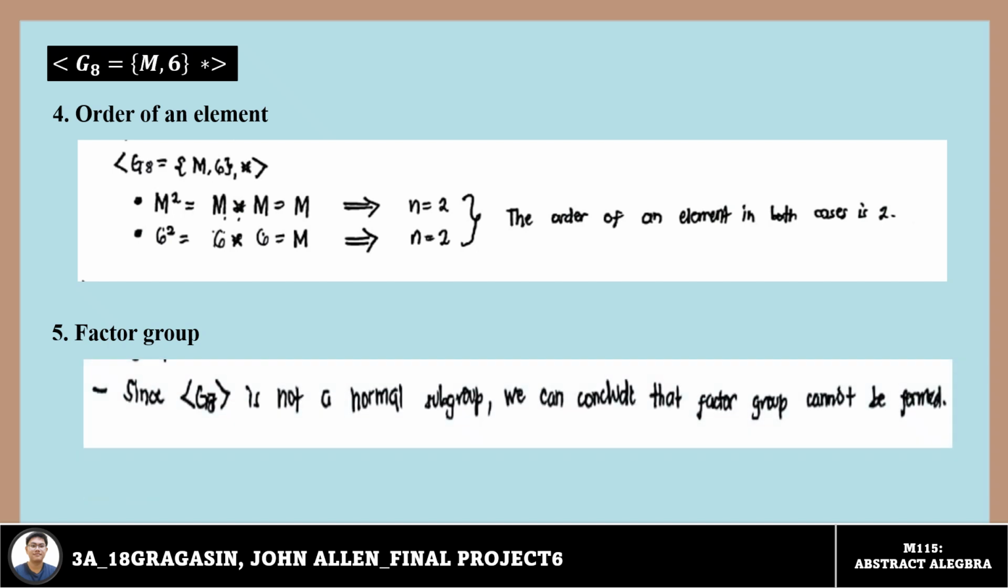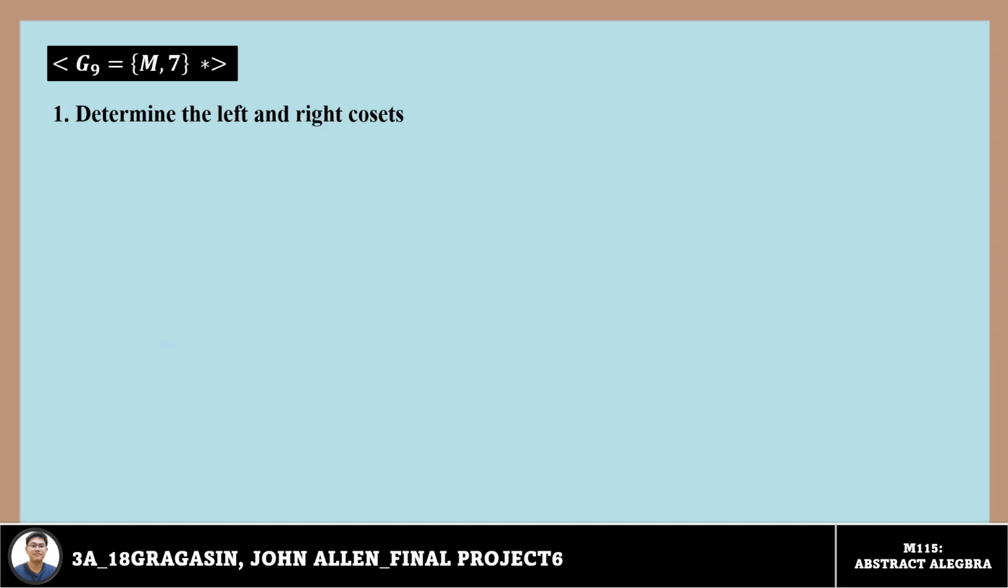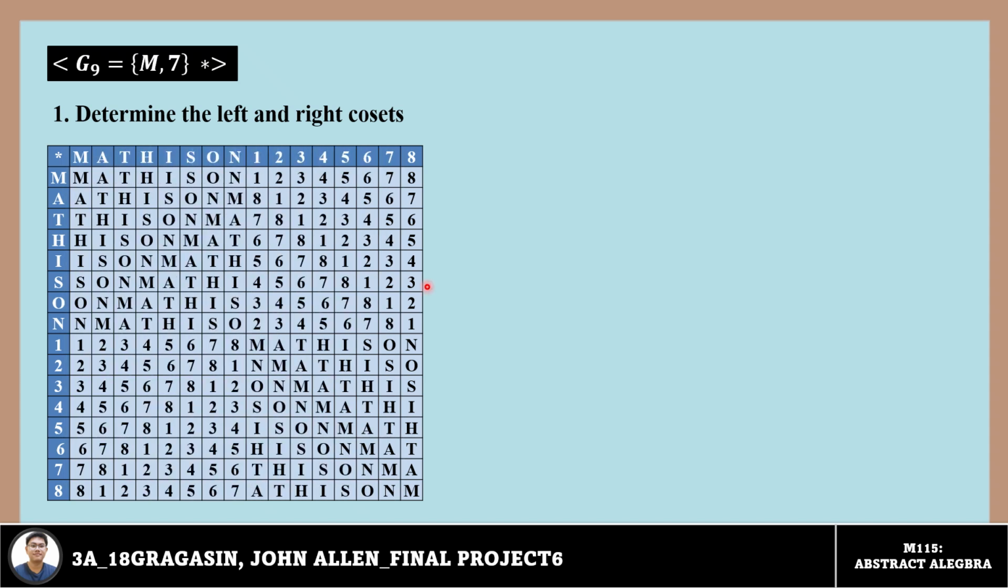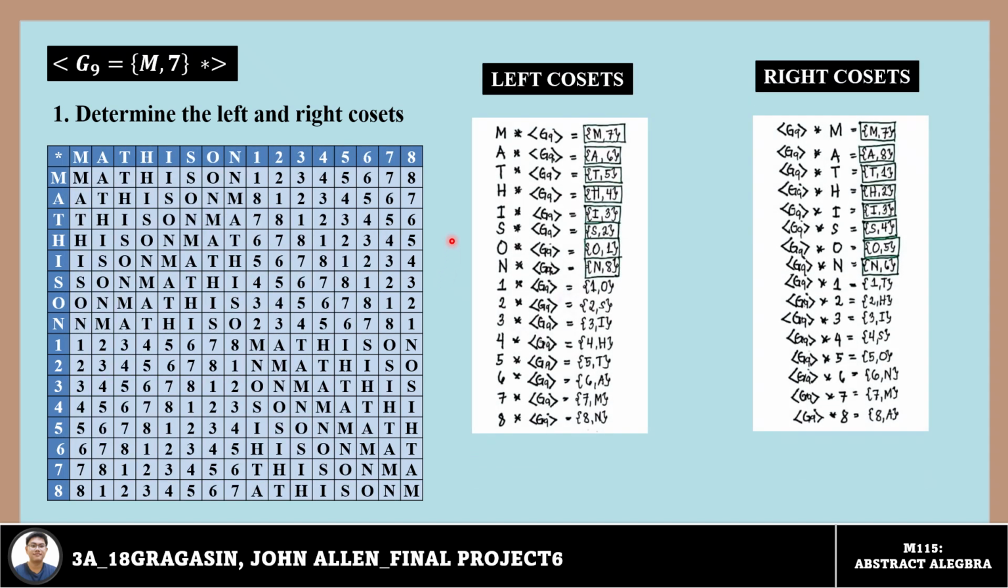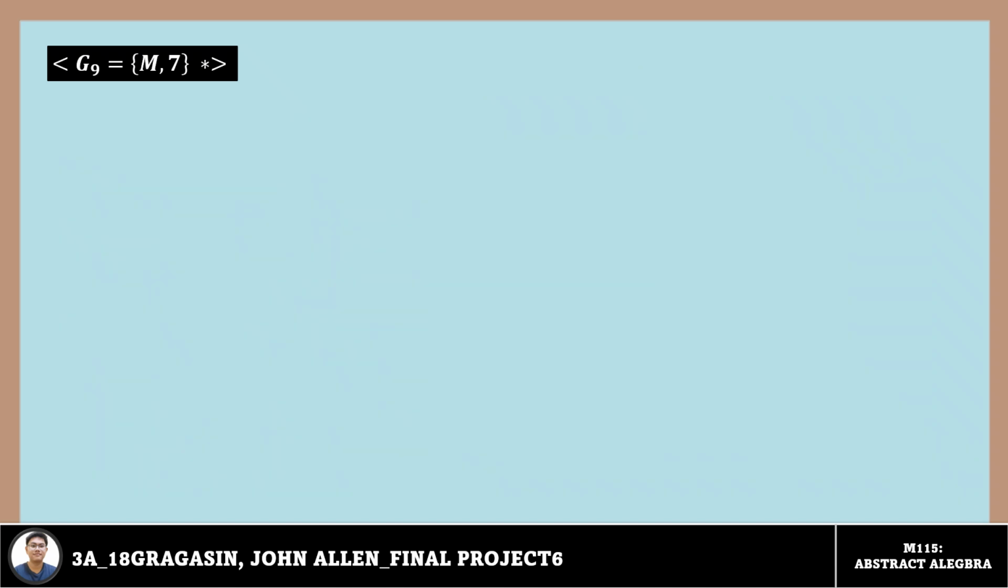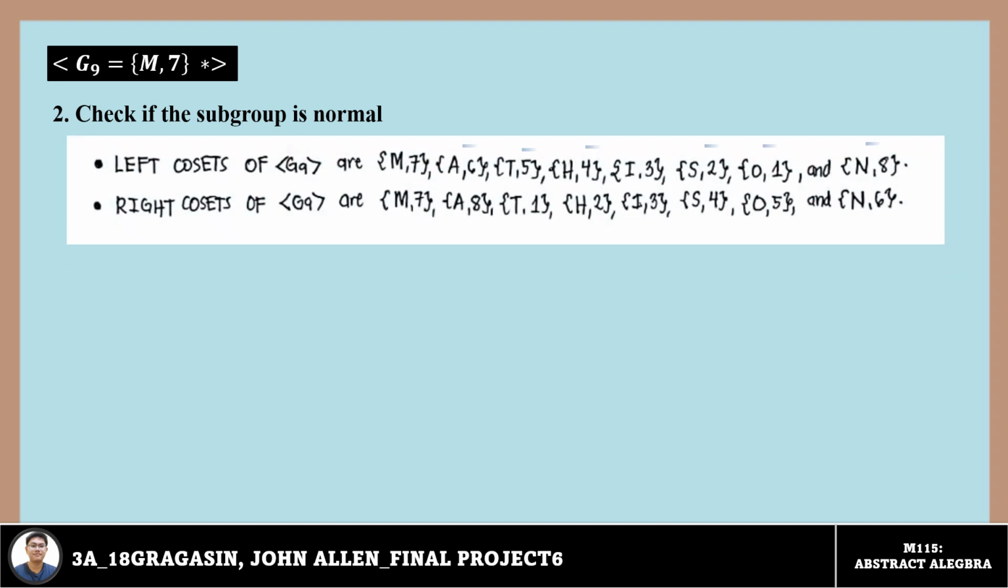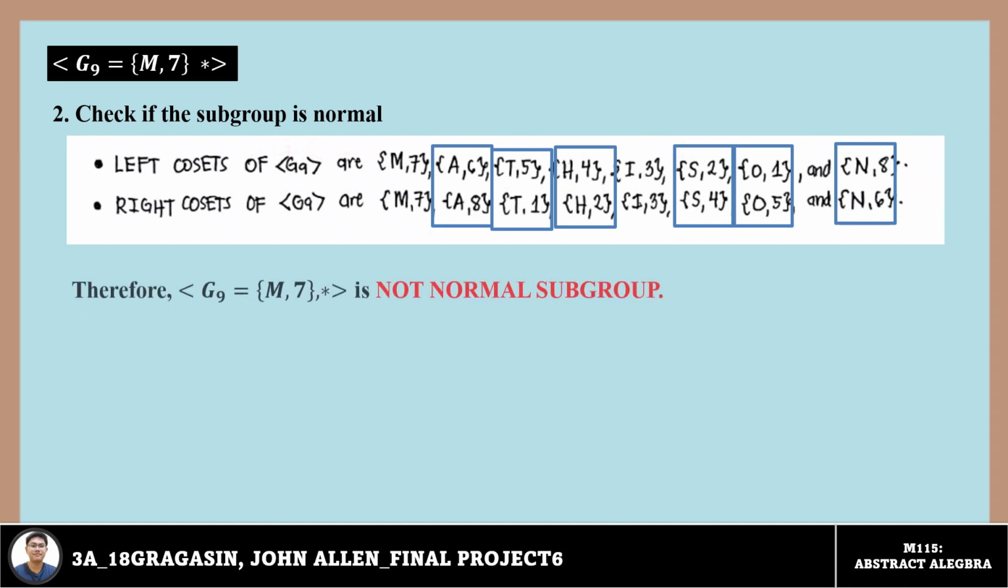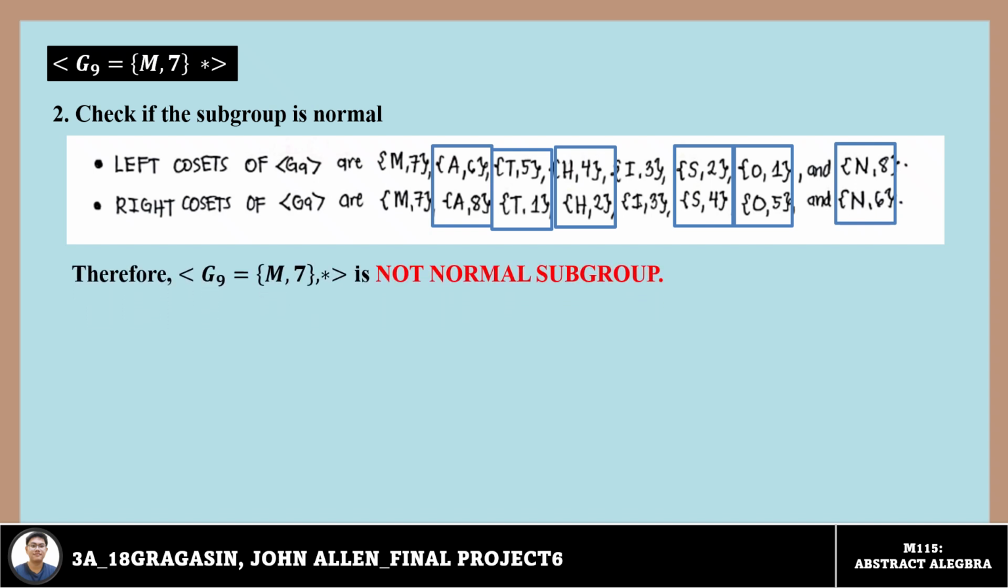the factor group cannot be formed. And then for our G sub 9, again, consider the table, and by operating using the table, we concluded this. For the left cosets, we have this one, and for the right cosets, we have this one. And then for our G sub 9, check if the subgroup is normal. As you can see here, some of the elements in the left and right cosets are not equal. Therefore, the subgroup is not a normal subgroup.